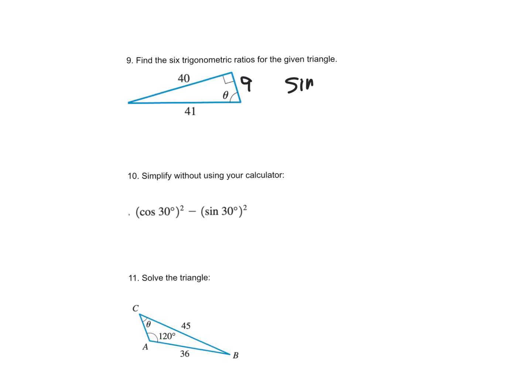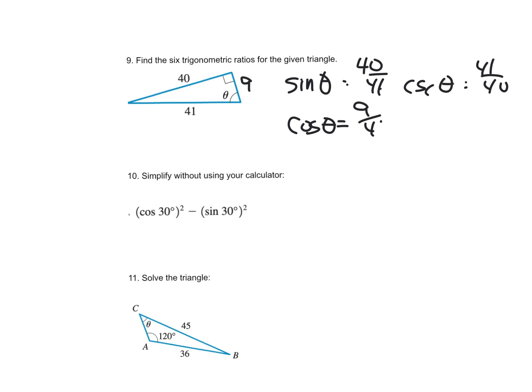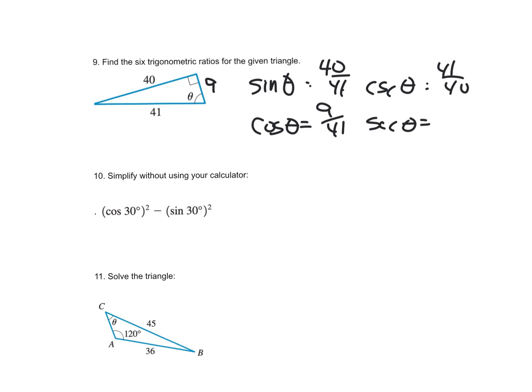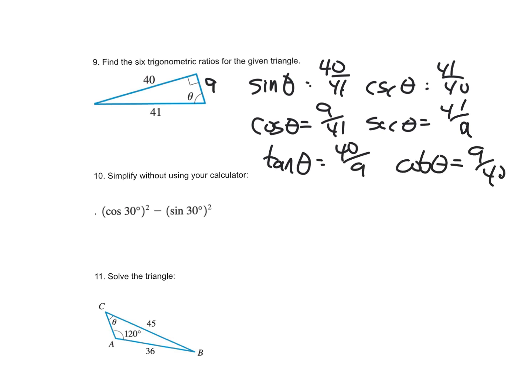Be careful how you write your stuff here. Sine theta is opposite over hypotenuse, which would be 40 over 41, which means cosecant theta is 41 over 40. Cosine theta is adjacent over hypotenuse, 9 over 41. Secant theta is the reciprocal, 41 over 9. Tangent theta is sine over cosine. So I'm not going to worry about the triangle. If you do the triangle, you're doing opposite over adjacent. Cotangent theta is the reciprocal of that, 9 over 40.